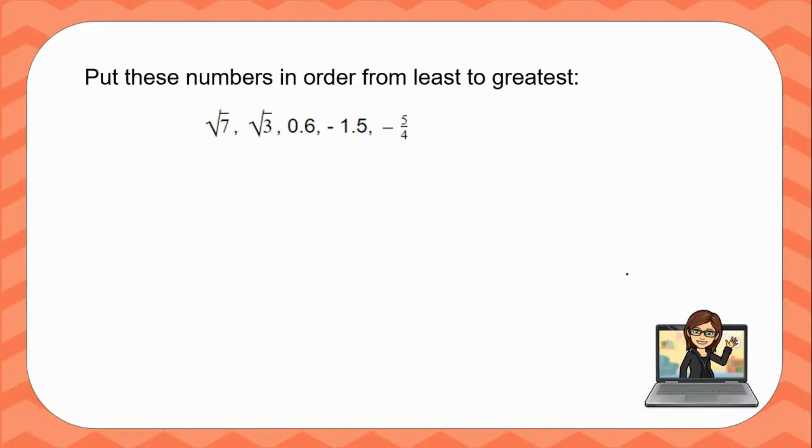We're going to look at putting these numbers in order from least to greatest. I think the best thing for us to do is notice how we've got fractions and we've got decimals and we've got square roots. Let's get a decimal for each one of these so we can know what we're dealing with. I'm going to do that with the Desmos graphing calculator.